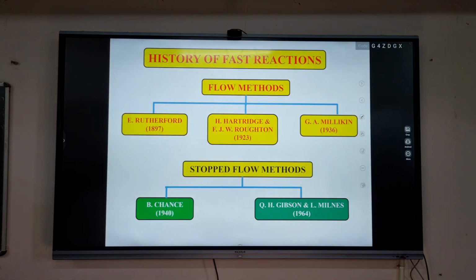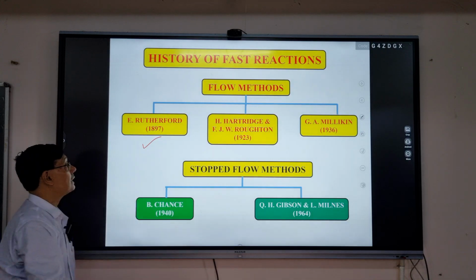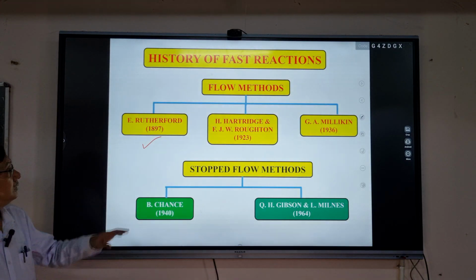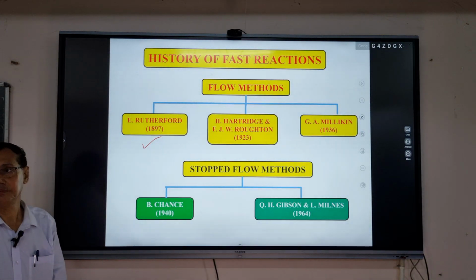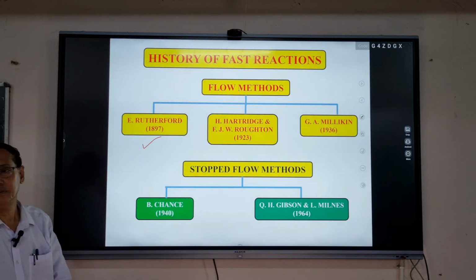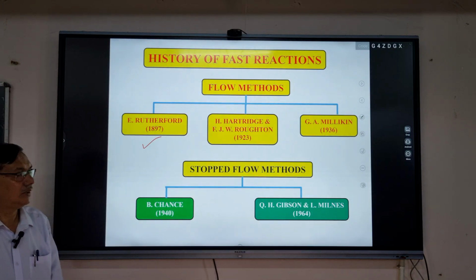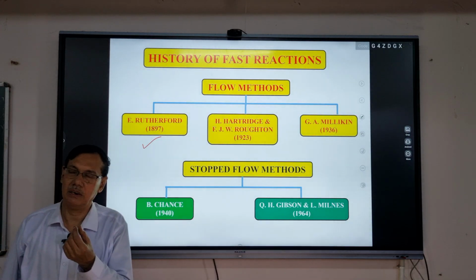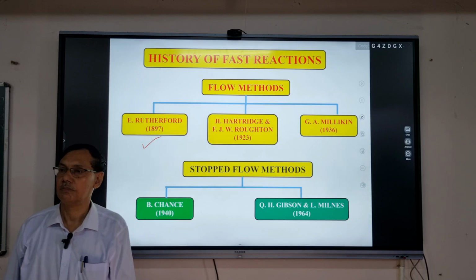So now I will just go through the history of fast reactions, because the flow method is the simplest method, and long back, in 1897, E. Rutherford discovered this flow method, and I think he measured a fast reaction whose half-life is 0.1 second.